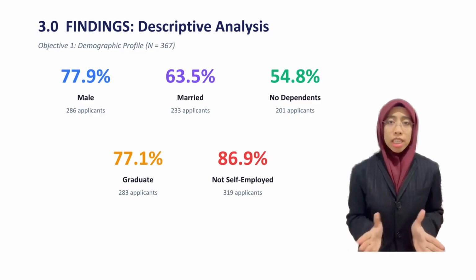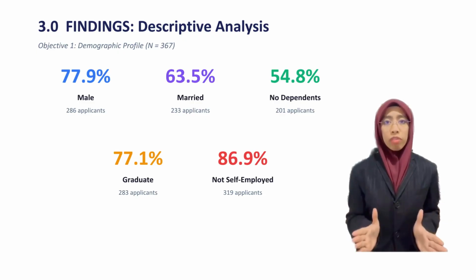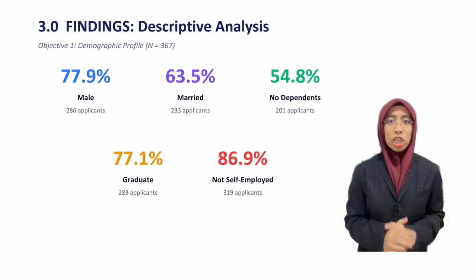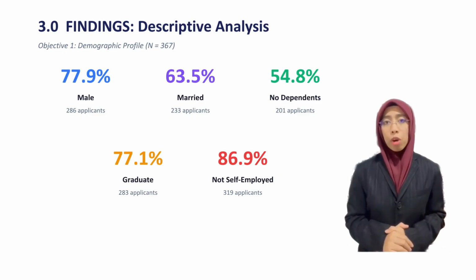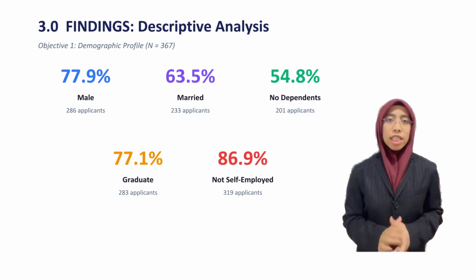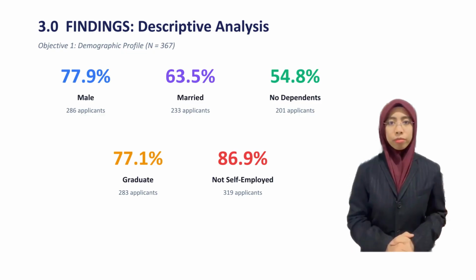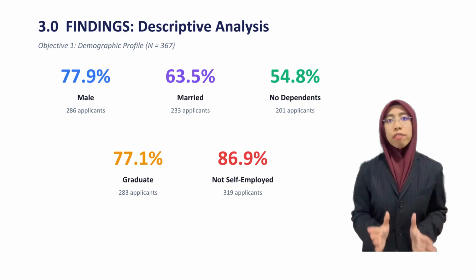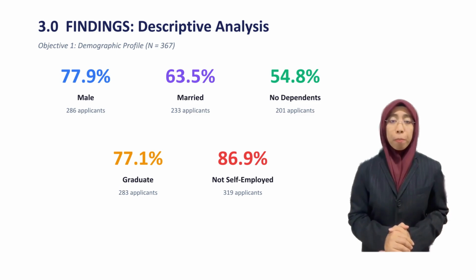For marital status, 63.5% or 233 applicants are married. This aligns with typical financial behavior, as married individuals often need larger capital for family investments, such as homes and vehicles. More than half of the applicants, 54.8%, have zero dependents. This suggests a borrower base with potentially lower household expenses and higher disposable income. A significant majority of 77.1% are graduates, which is traditionally viewed as an indicator of stable employment, and 86.9% are not self-employed, meaning they receive regular salary income, which banks generally prefer.